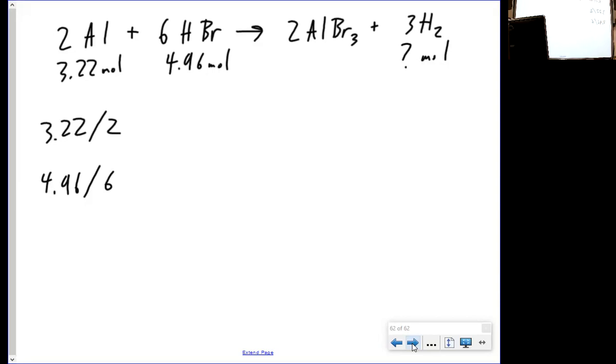HBr or Al? Okay, Al is going to have this number right here, which is going to be 1.6. This number right here is going to be 0.7 something. Which number is lower? So it's the lowest, not the largest. Easy to remember: low limiting. LR, lowest number limiting. HBr is your limiting reactant. And then let me write it, right? And so you're going to use that number right there to figure out that number right there. Yep.